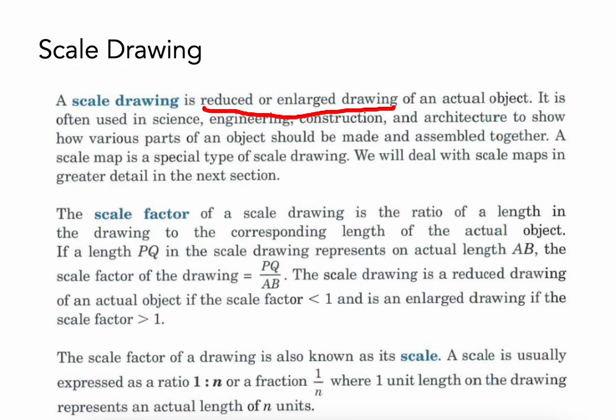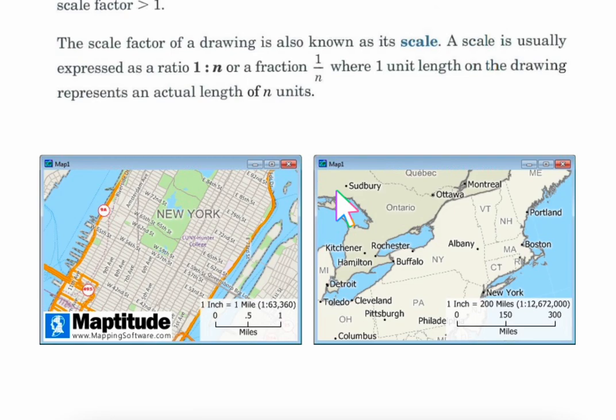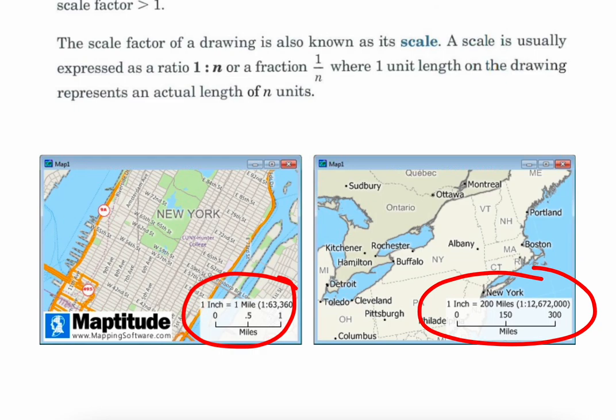We are going to talk a bit more about scale maps, but here is an example of a scale map. Often, when you open up a map, you'll find what's called a legend on the bottom. It may look like Albany and Buffalo are just 1 inch away from each other, but this is actually a scale map, and 1 inch on this map actually means 200 miles.